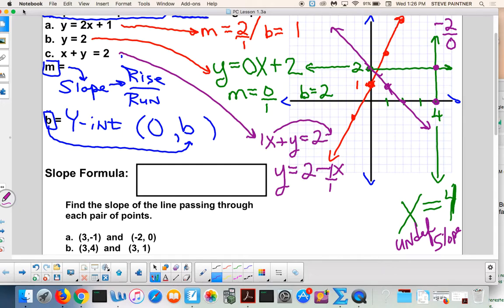There's something called the what? Slope formula. The slope formula is to help you find the slope when you're given a point and a point. Okay? So, do you guys remember the slope formula?